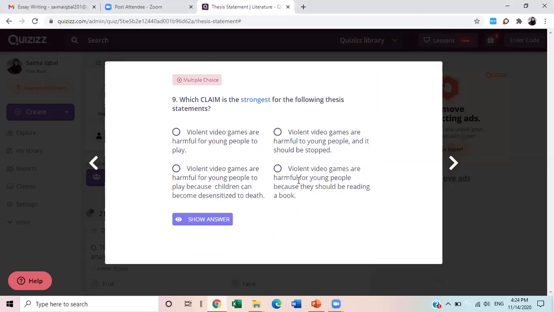Number 4, which claim is the strongest for the following thesis statements? There are four sentences, like the thesis statement. Which claim is the strongest in your opinion? Violent video games are harmful for young people to play. Violent video games are harmful for young people to play because children can become desensitized to death.